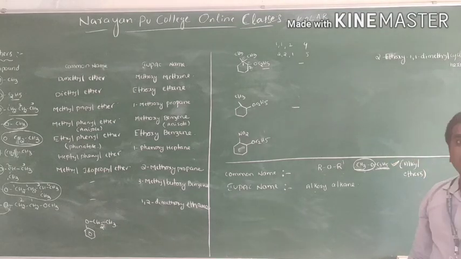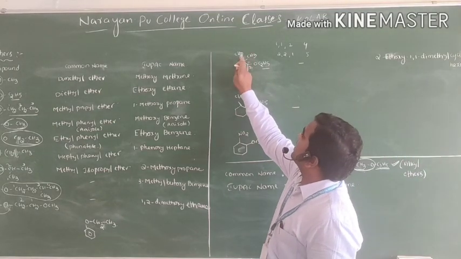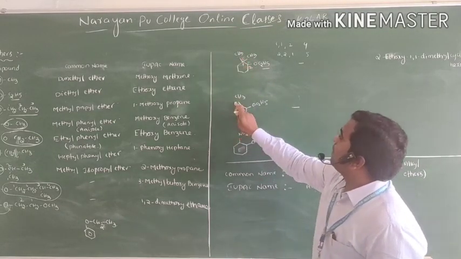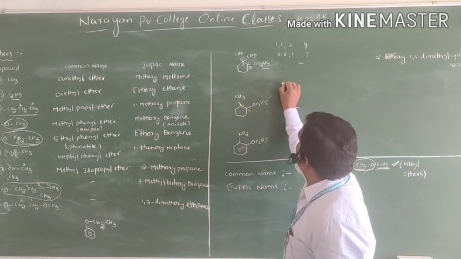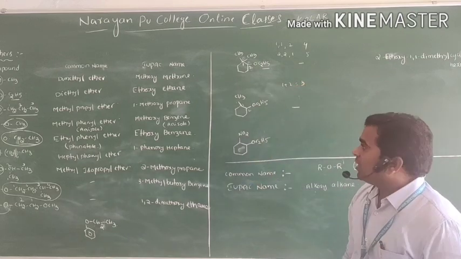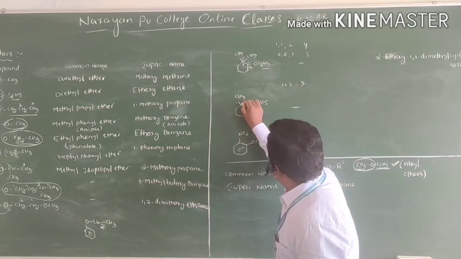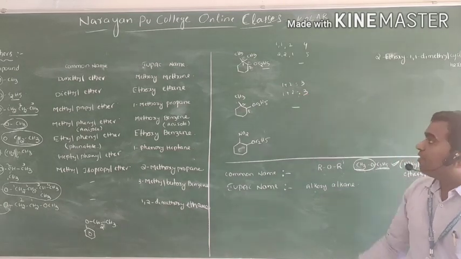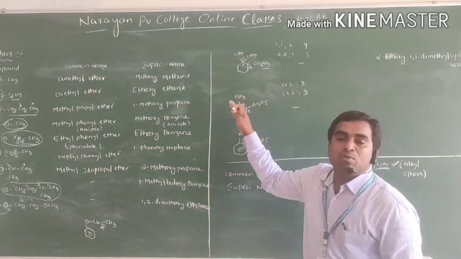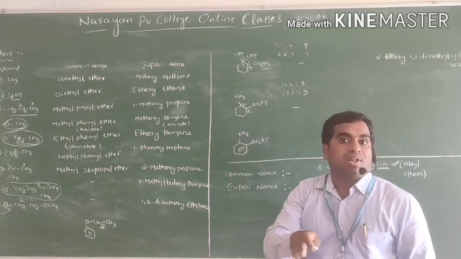Coming to the second one. In the previous one, how many CH3 substituents are there? 2. But here how many? 1. If I give numbering 1 and 2, 1 plus 2 is 3. If I give numbering from here 1 and 2, here also 1 plus 2 is equal to how much? 3. Same only. When locants are the same, you have to give the numbering according to alphabetical order.